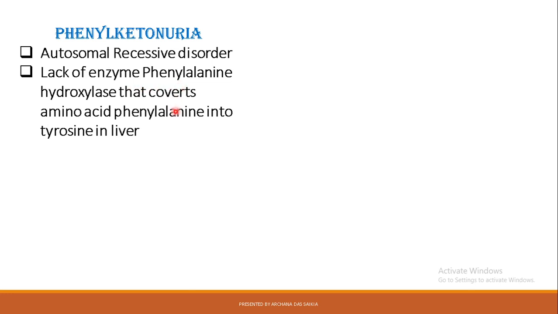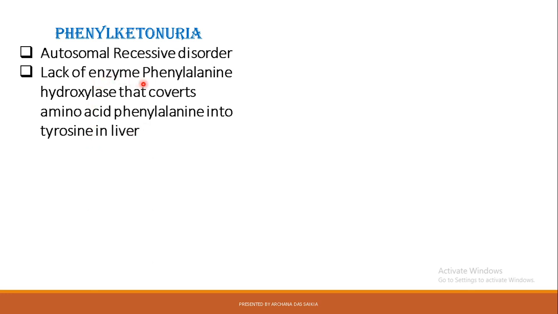Okay, which in a normal person will help in the conversion of the amino acid phenylalanine, which we get by consuming proteins. When we consume protein, we get phenylalanine in our diet. Along with the diet, it enters the body and gets converted to tyrosine in the liver, and tyrosine will further undergo different metabolic pathways.